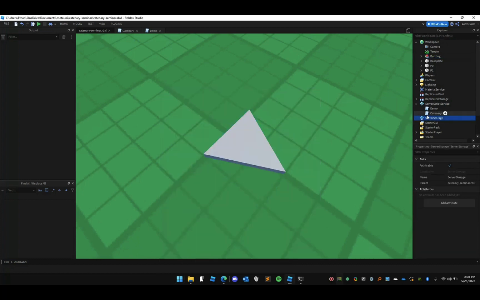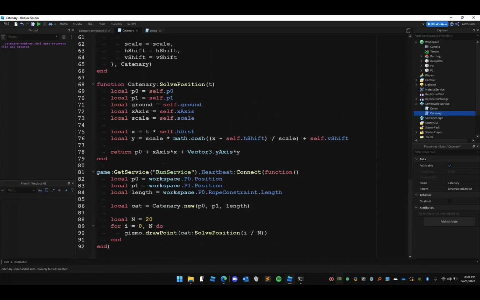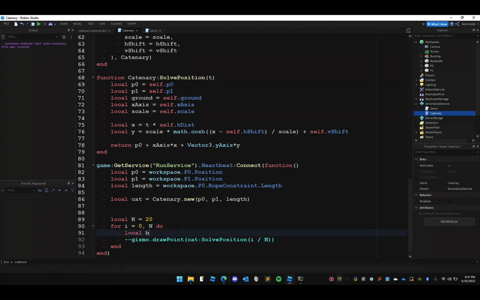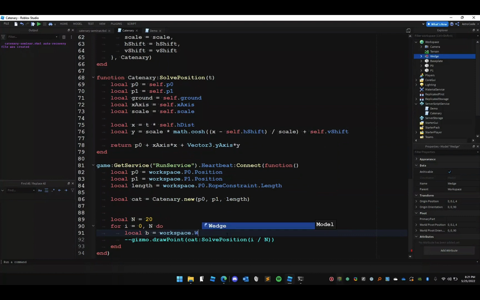Right. So what we're going to try to do first is something simple: we'll clone a bunting and then just place it somewhere along the curve. Bunting is referring to the entire decoration on the string. I think you would still call the individual things a flag. Okay, just going to give up. It's a wedge.